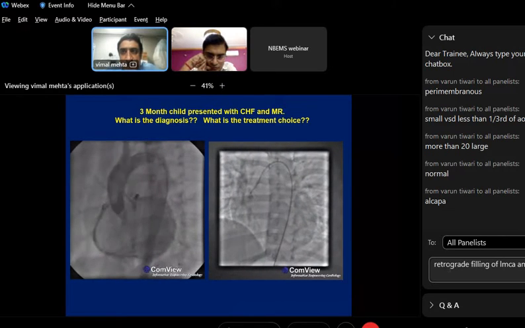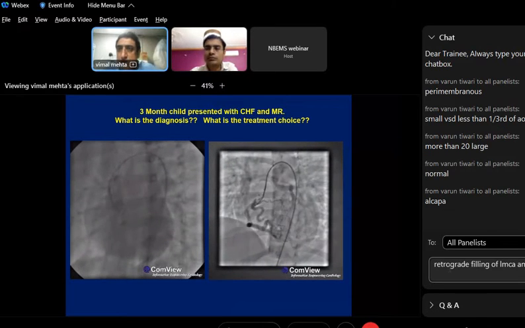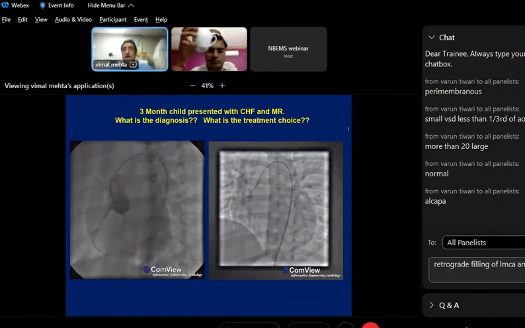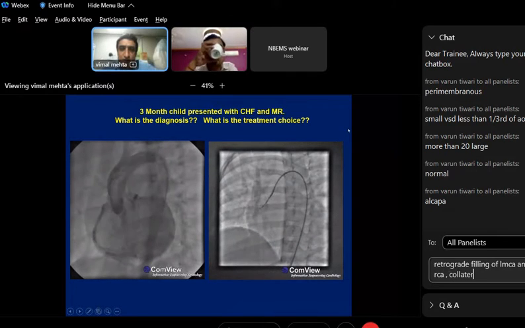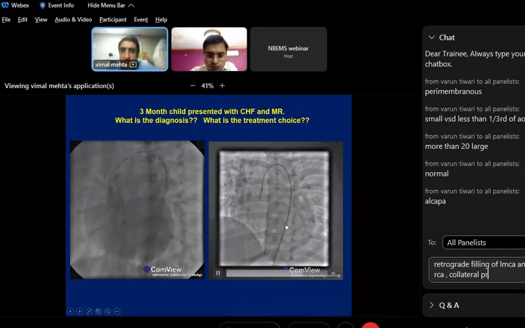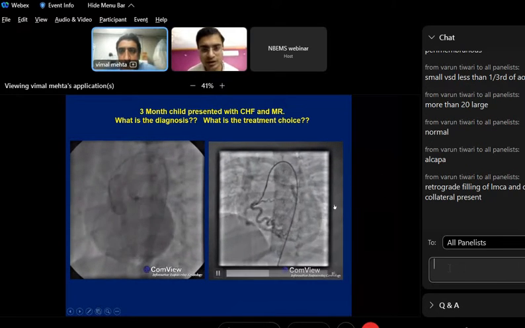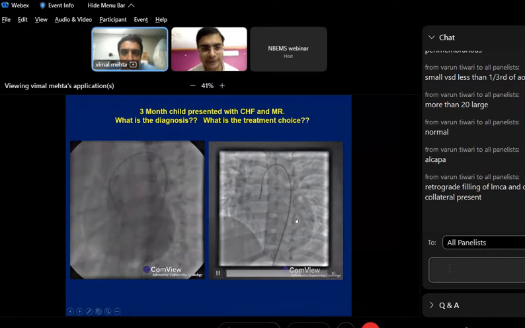RCA is filling the... okay. RCA, yes, very good. So this is what we want to see. See, right coronary artery is dilated. Dr. Safal, you want to comment on this one? For the right coronary artery, yeah.